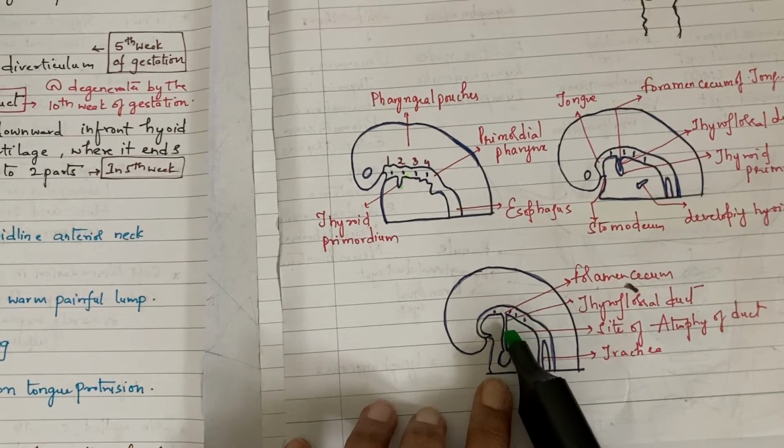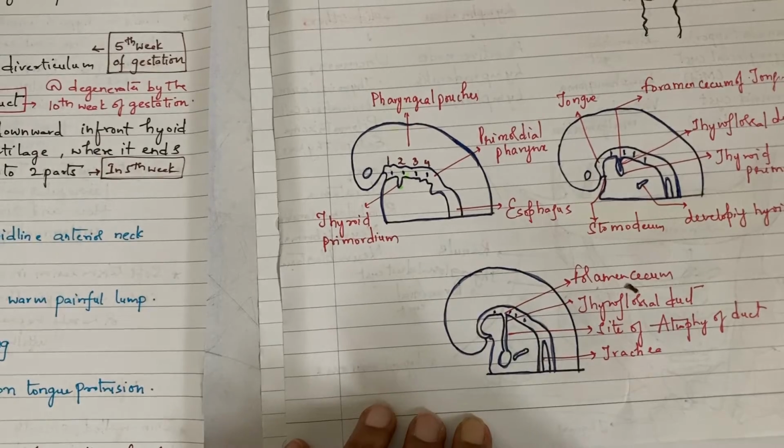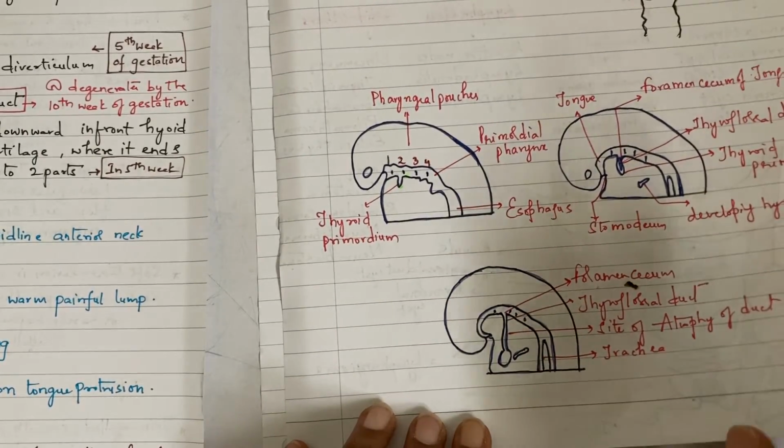Normally by the 10th week, this thyroglossal duct degenerates. If it remains, it leads to thyroglossal duct cyst formation. So embryology is over. You got 2 points.